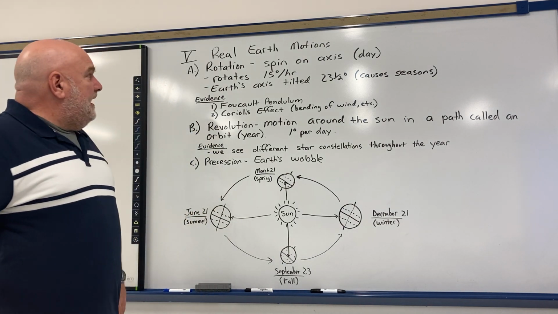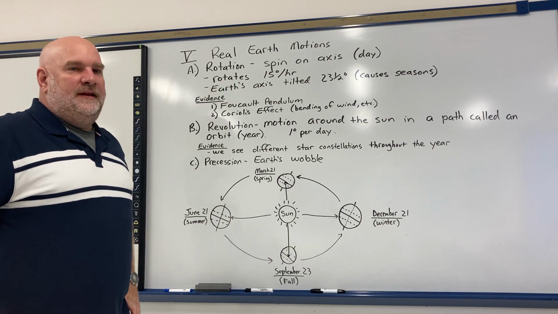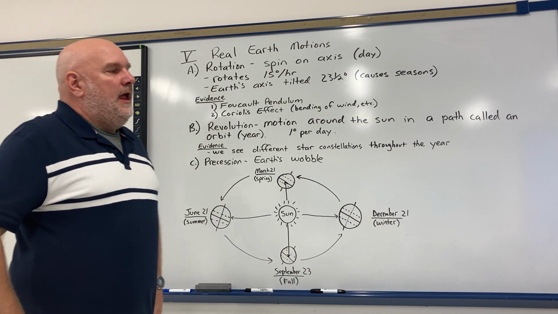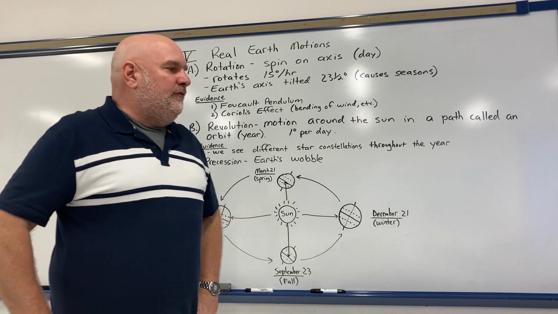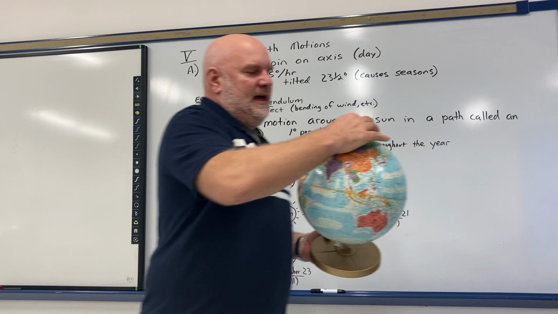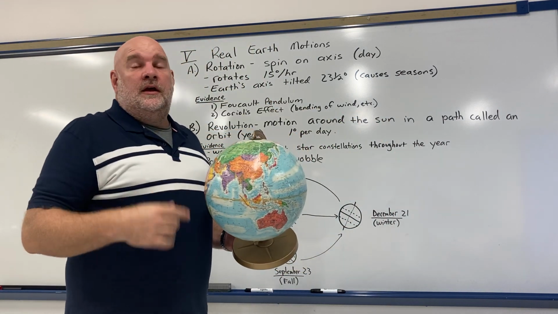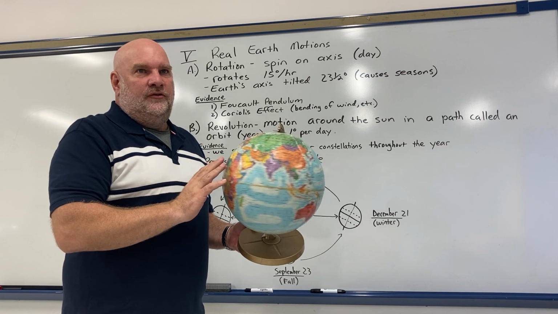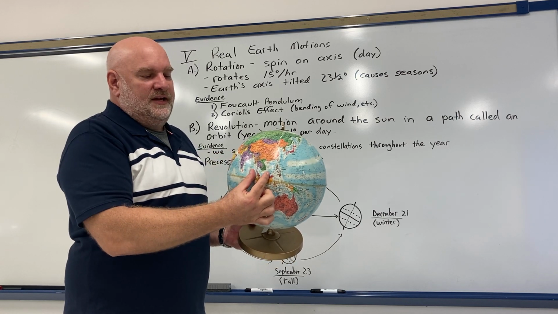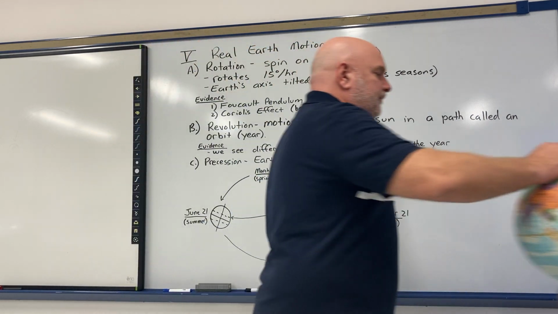The speed at which the Earth rotates: the Earth rotates at 15 degrees per hour. And we talked about that a little bit before when we were doing latitude and longitude, because we said that there's 360 degrees in a circle divided by 24 hours. So the Earth rotates 15 degrees of longitude per hour.